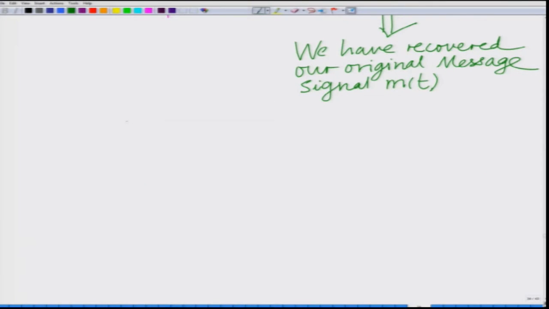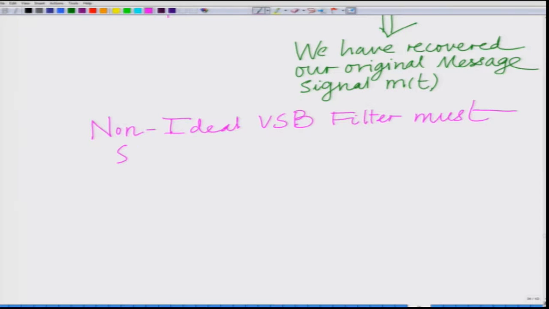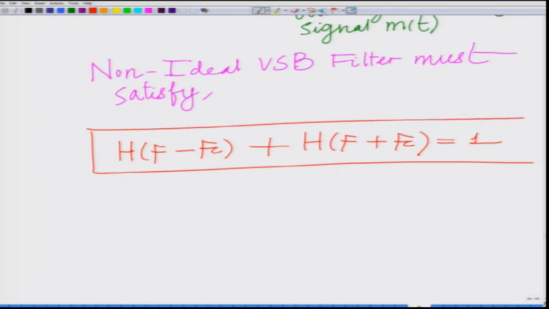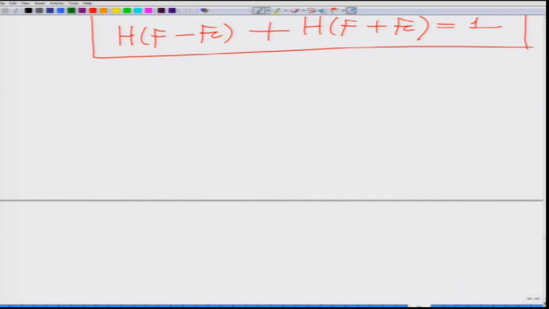So, the non-ideal VSB filter must satisfy, for distortionless recovery, the property H F minus F C plus H F plus F C equal to 1. This is the property that your non-ideal VSB filter must satisfy. Let us look at this property.